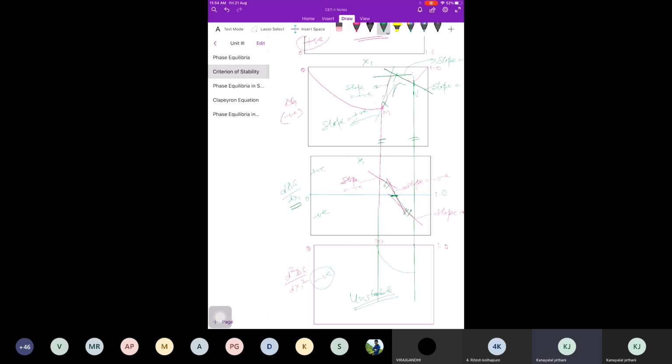And if I plot the tangent to this curve at different points, here and here, the angle is between 90 and 180 degrees, so it is a negative slope. Here also negative slope, here also negative slope, because the angle is between 90 and 180 degrees. So everywhere on this curve, the slope of d delta G by dx1 is negative, right? So if I plot d square delta G by dx1 square in this region, it is going to be all below 0, because this is all negative.